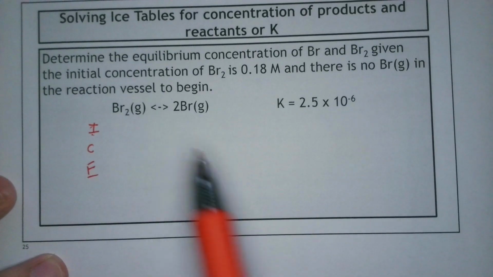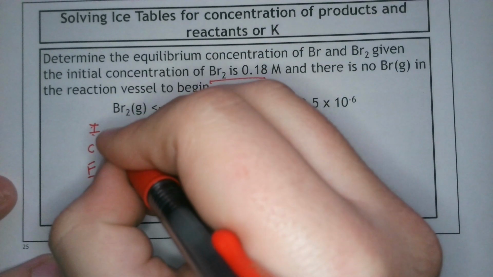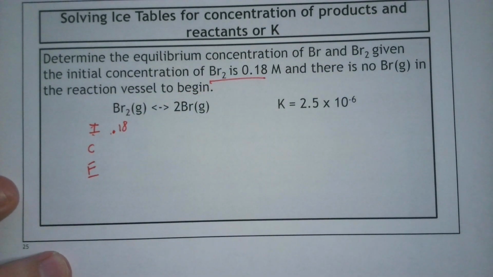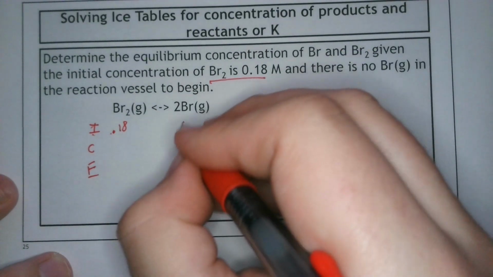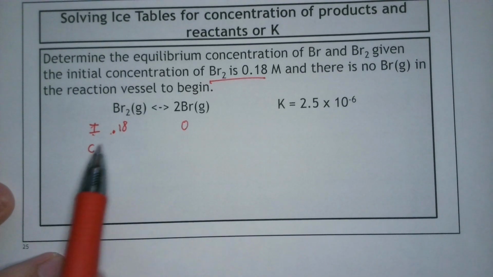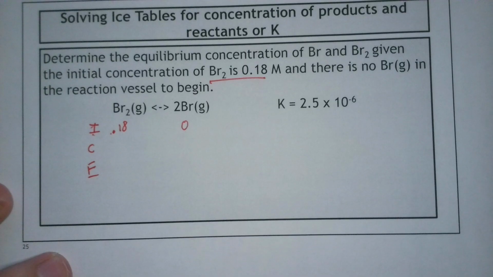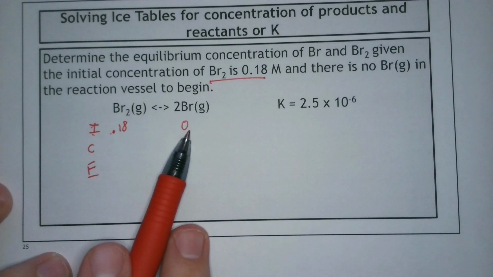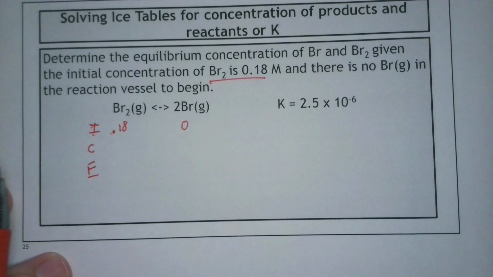Initially, Br2 is 0.18. Throw that in your ICE table. And initially, there's no Br. So that's what the problem is telling you. It's telling you how much of each thing you start with. Now, we have to predict which way the reaction will go. And because there's no Br to begin with, you have to go to the right. So this reaction is definitely going to start and reach equilibrium by going to the right.